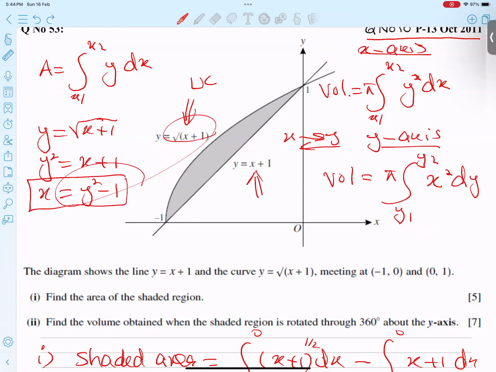How to deal with this one, students? Nothing hard. 1 comes to this end. I get y minus 1. So this is the second equation.